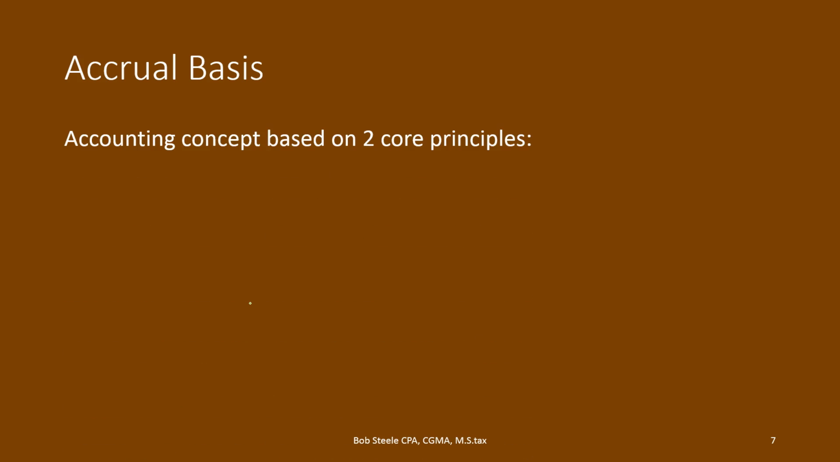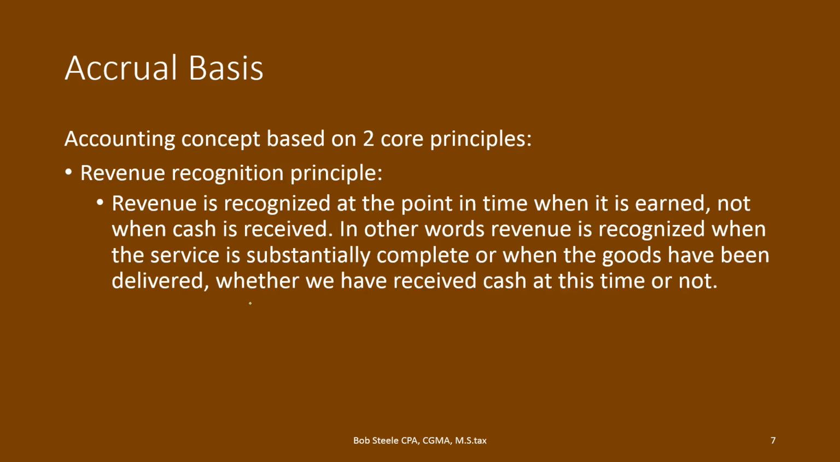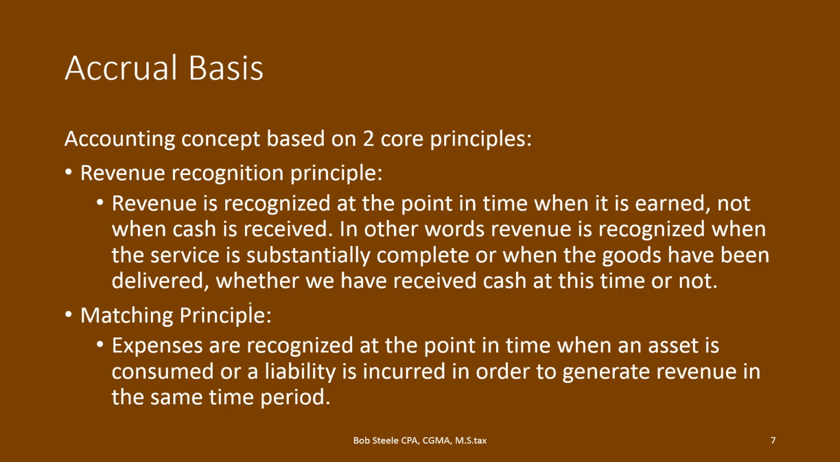So just a quick definition of the two. The accrual basis method is based on two core accounting principles. The first is the revenue recognition principle. This is going to be a timing difference for the most part. Revenue is recognized at the point in time when it is earned, not when cash is received. In other words, revenue is recognized when the service is substantially complete or when the goods have been delivered, whether we have received cash or not. So revenue is recognized when the work is basically done. When we've completed the work, we may not have received the cash at that time, but we're going to record the revenue at that time when we earned it.